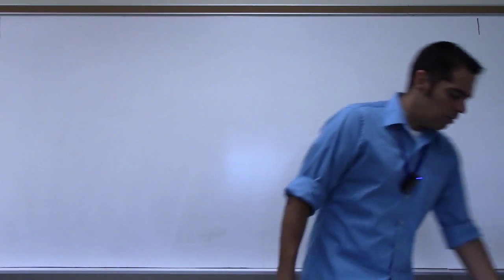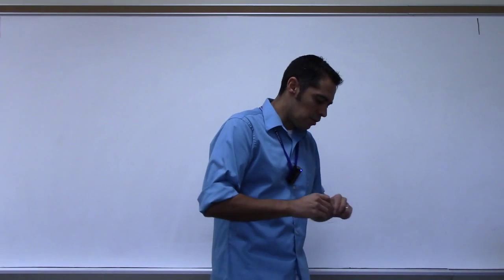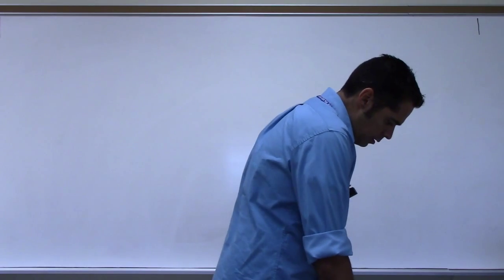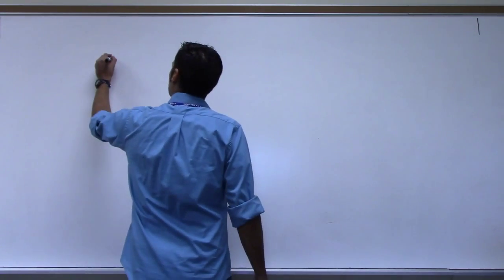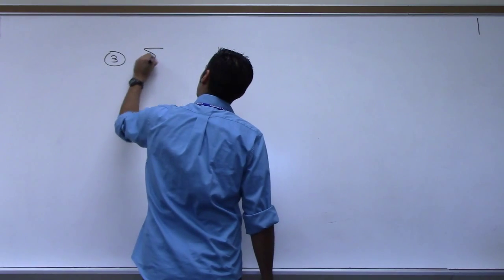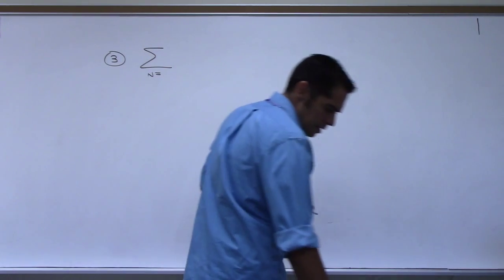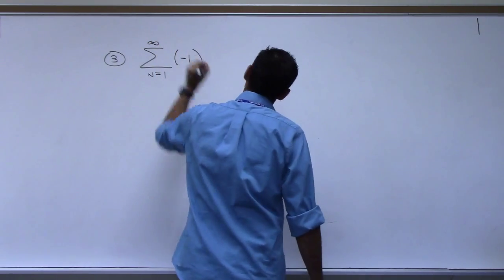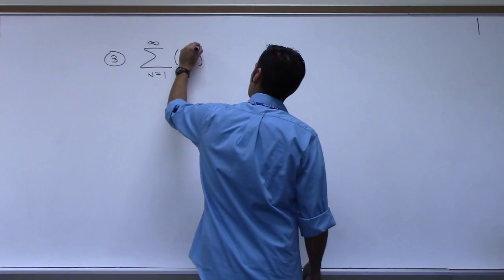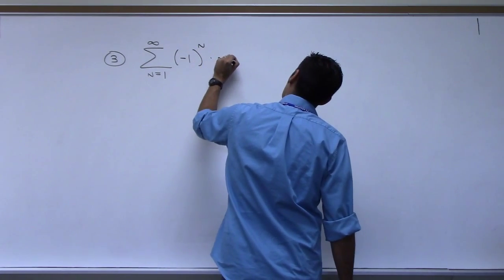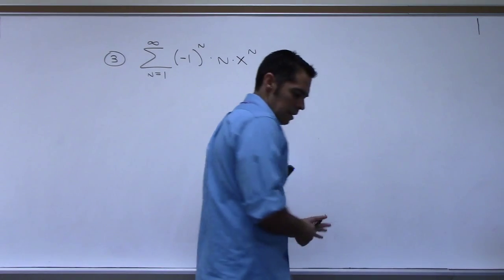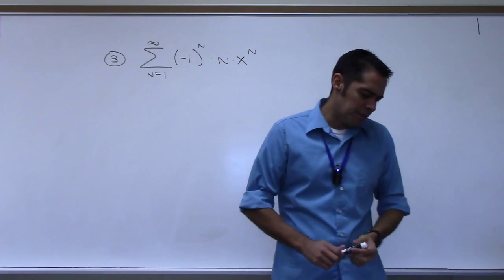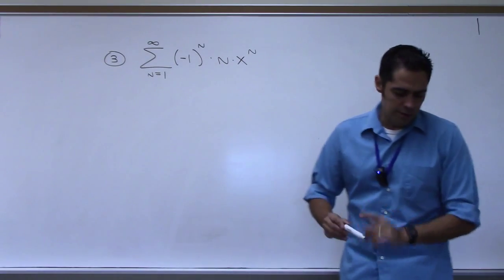Okay, I'm going to be working on the homework for 8.5, which is power series. I'm starting with number 3. Number 3 is the power series sum n equals 1 to infinity of -1 to the n times n times x to the n. And the instructions here are telling us to find the radius of convergence and the interval of convergence.